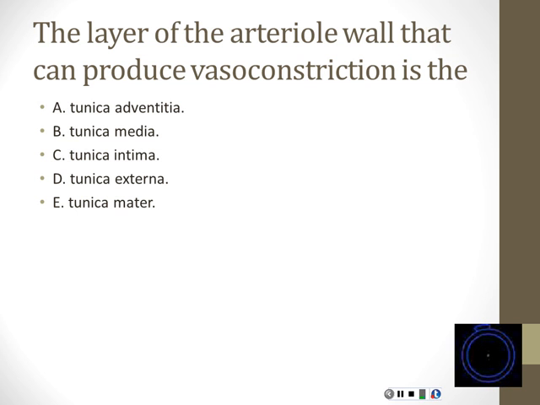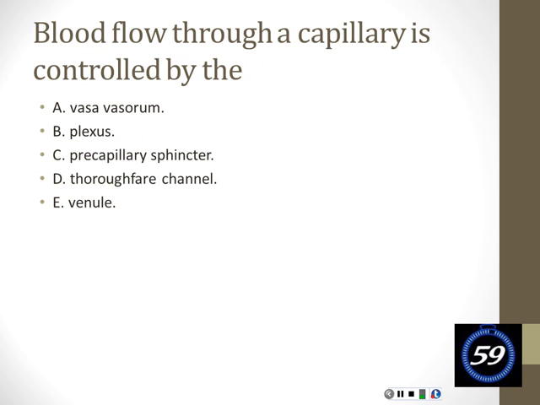Tunica media, M for media, M for muscle. Muscle is what makes the artery get bigger or smaller. So it's the tunica media that gives us the capability of vasoconstriction. All right. Blood flow through a capillary is controlled by which of those?